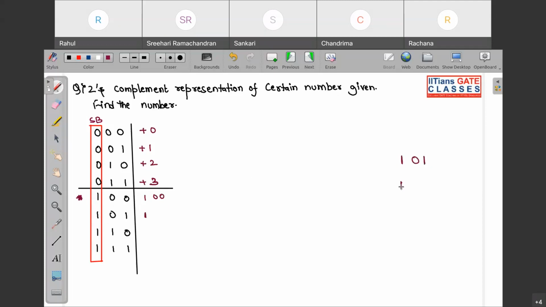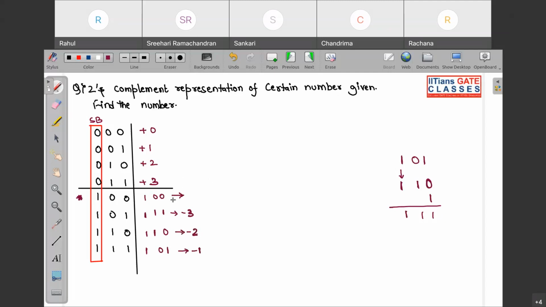So take first, keep the sign bit intact, take 1's complement, so this will be 1 0. Now add 1 to it, so this will be 1 1 1. So simply put 1 1 1. Now in the next one I am going to directly put 1 1 0, and this will be 1 0 1. So this corresponds to, okay, at this moment let this be star mark, and this will be minus 3, this will be minus 2, and this is minus 1.